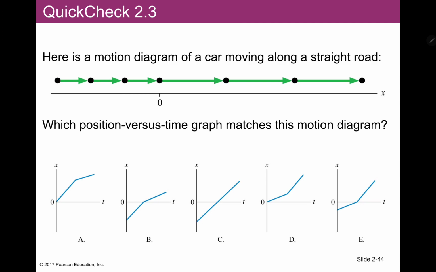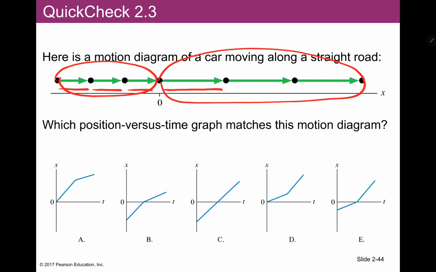Another quick question. Here is a motion diagram of a car moving along a straight road. Which position versus time graph matches this motion? Here, the first three arrows have the same size, but this size is smaller than this size. So it means initially it was moving slowly, then it started moving faster, but with constant velocity. So here velocity is constant, but its value is less than here.